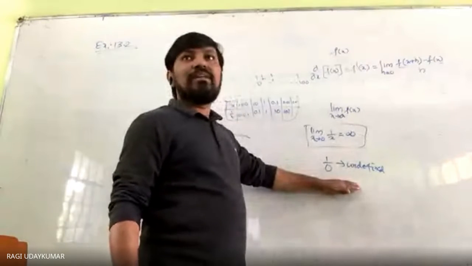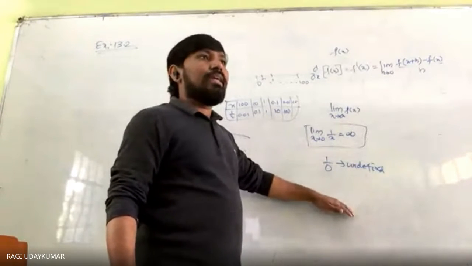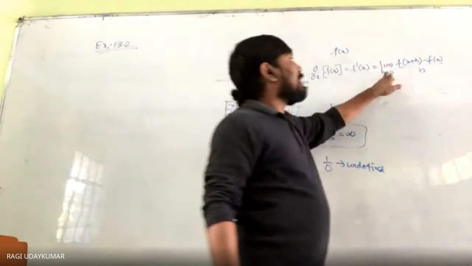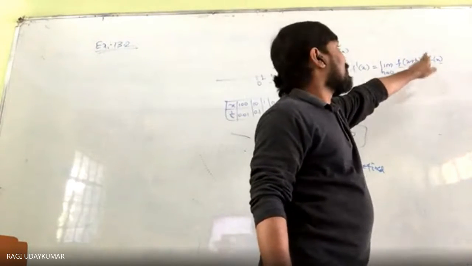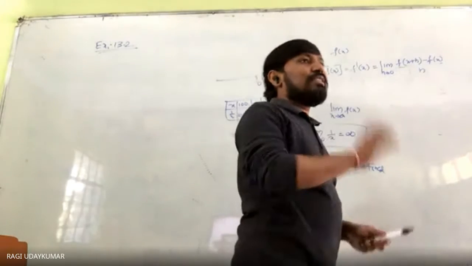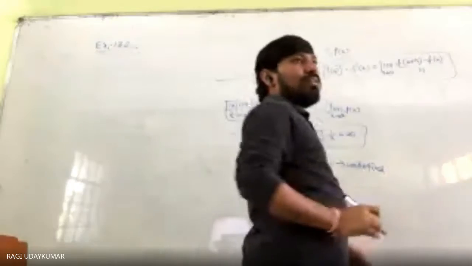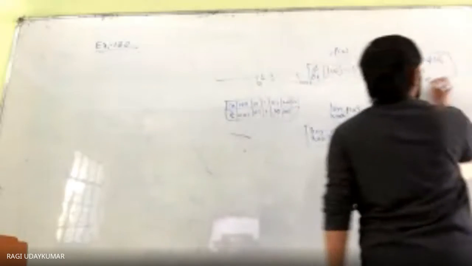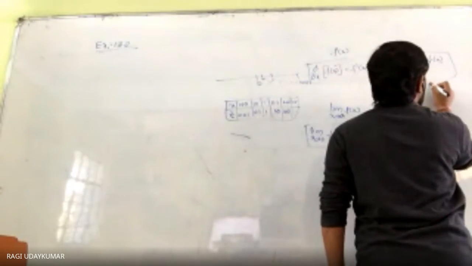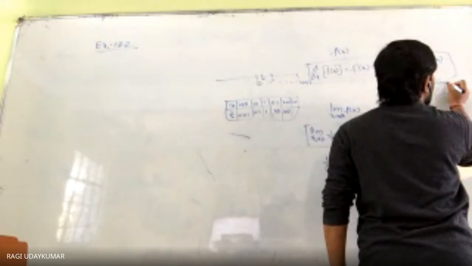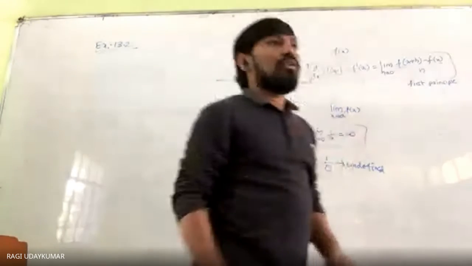Like this only, in the limits, whenever you are taking into consideration limit h tends to 0, f of x plus h minus f of x by h, this is called the derivative, originally the derivative's first principle. We call it the first principle. Using this principle only, normal derivatives you are going to get.